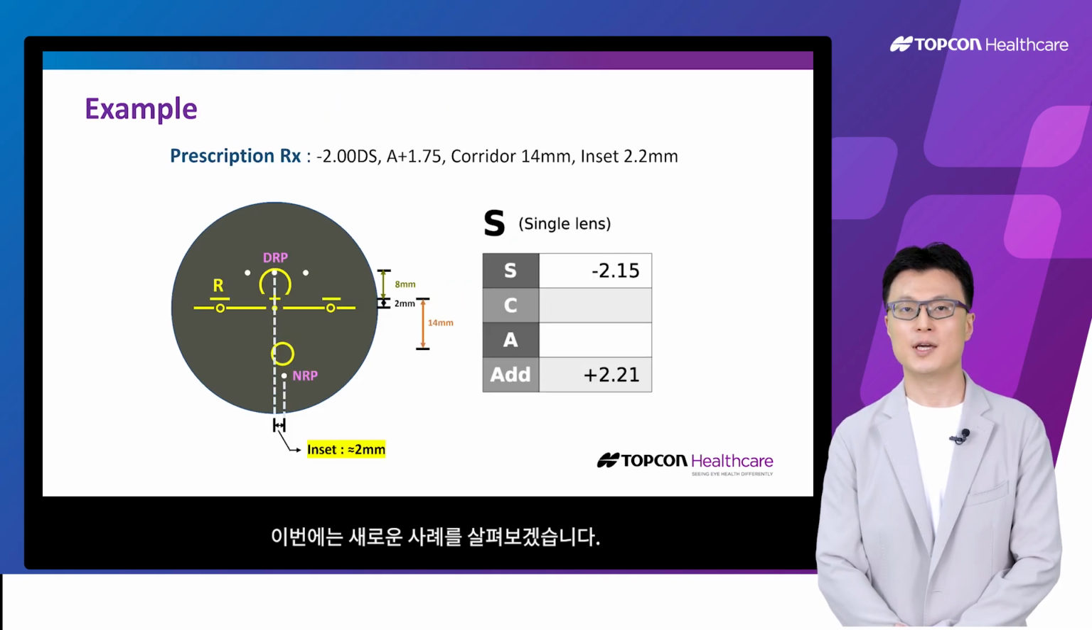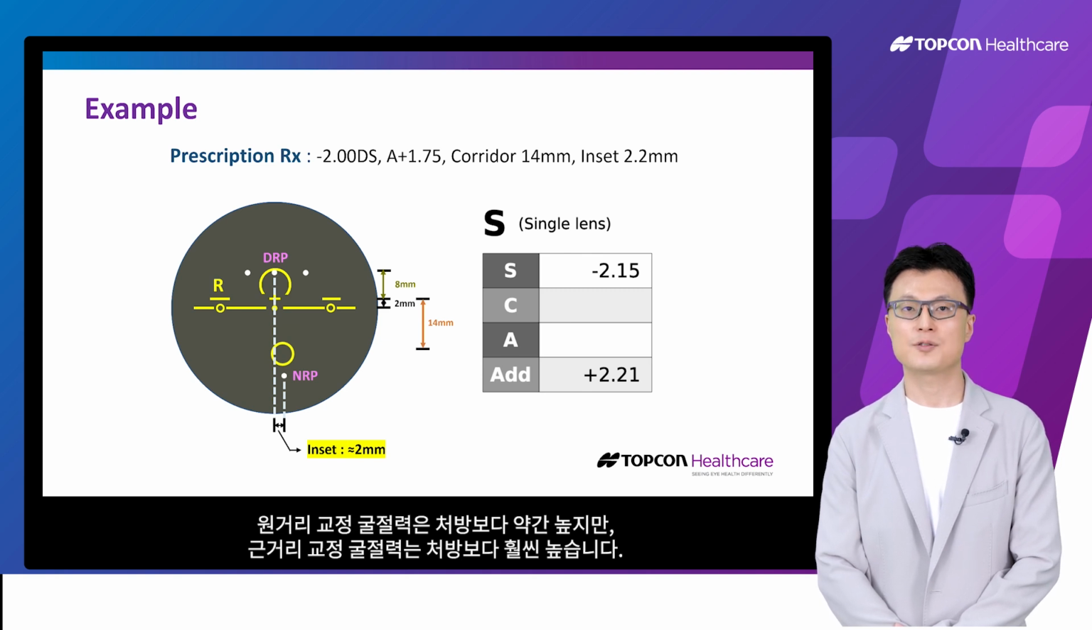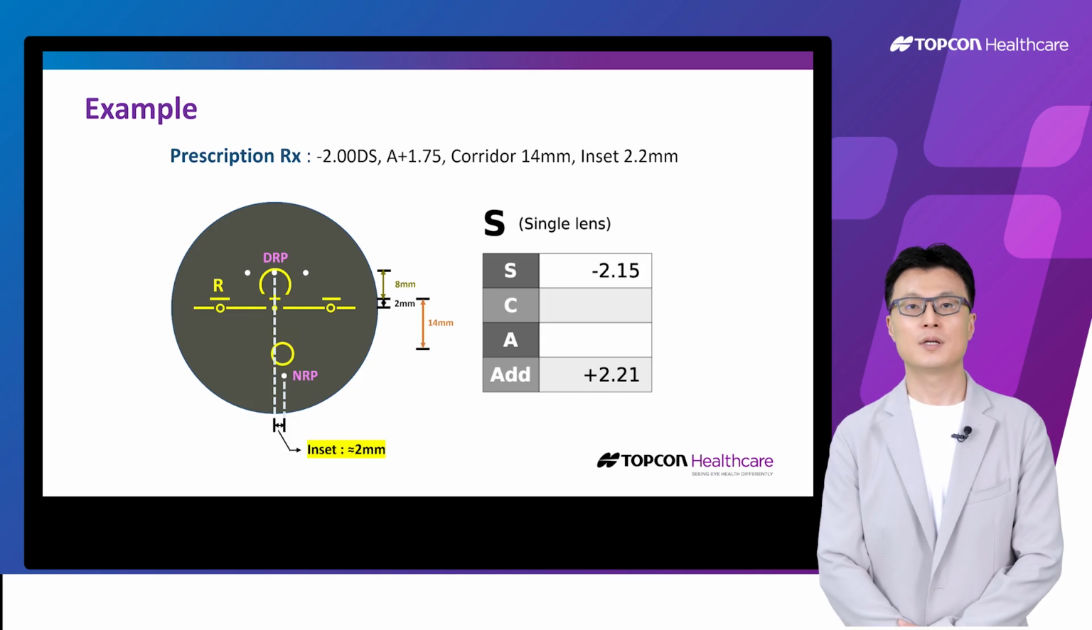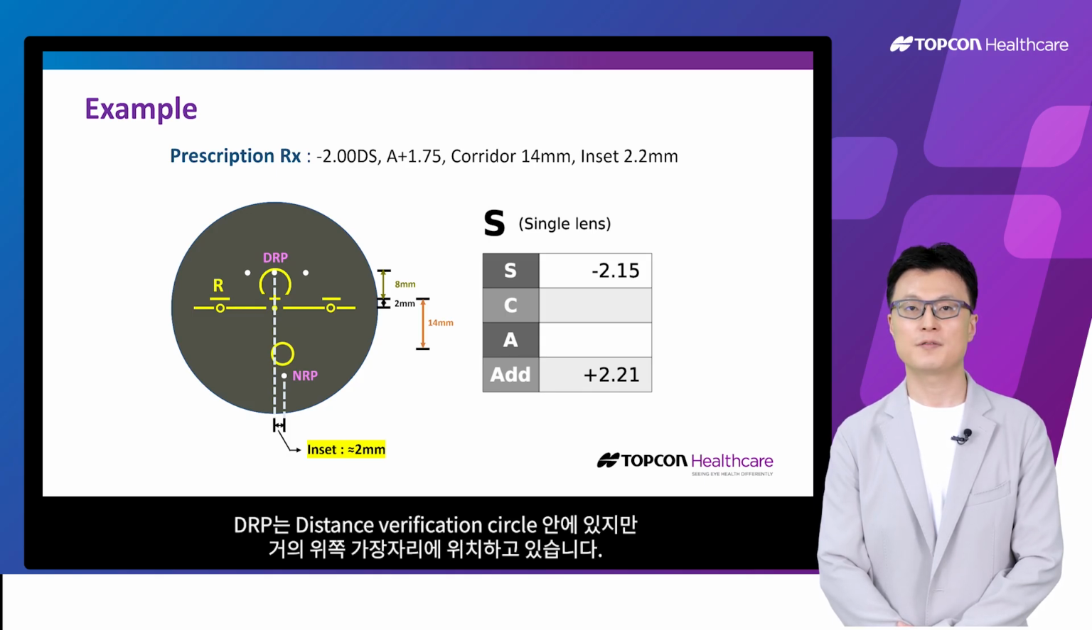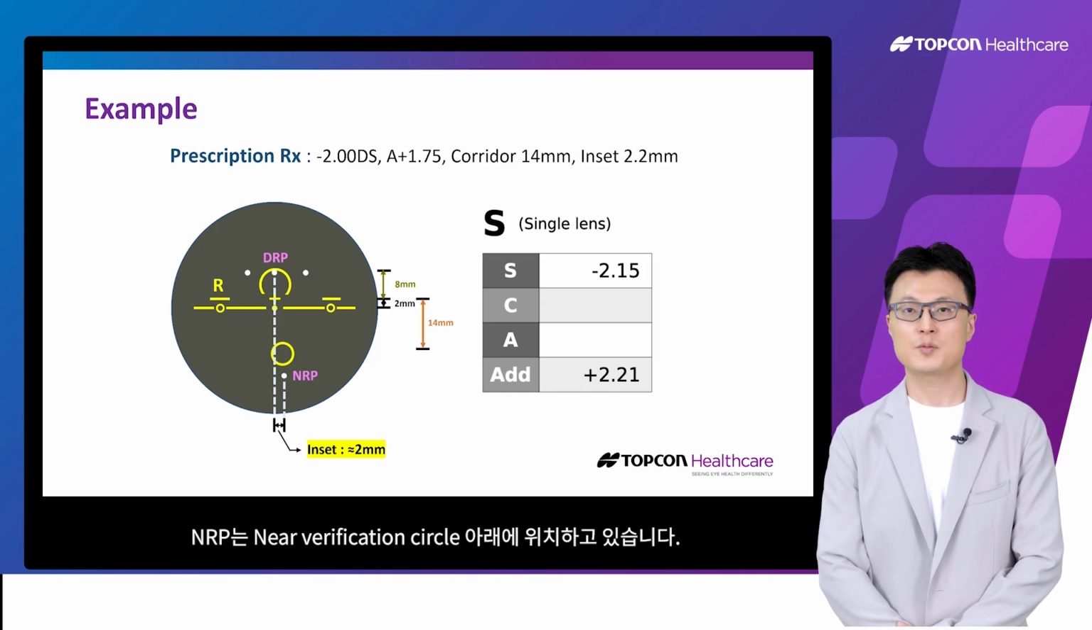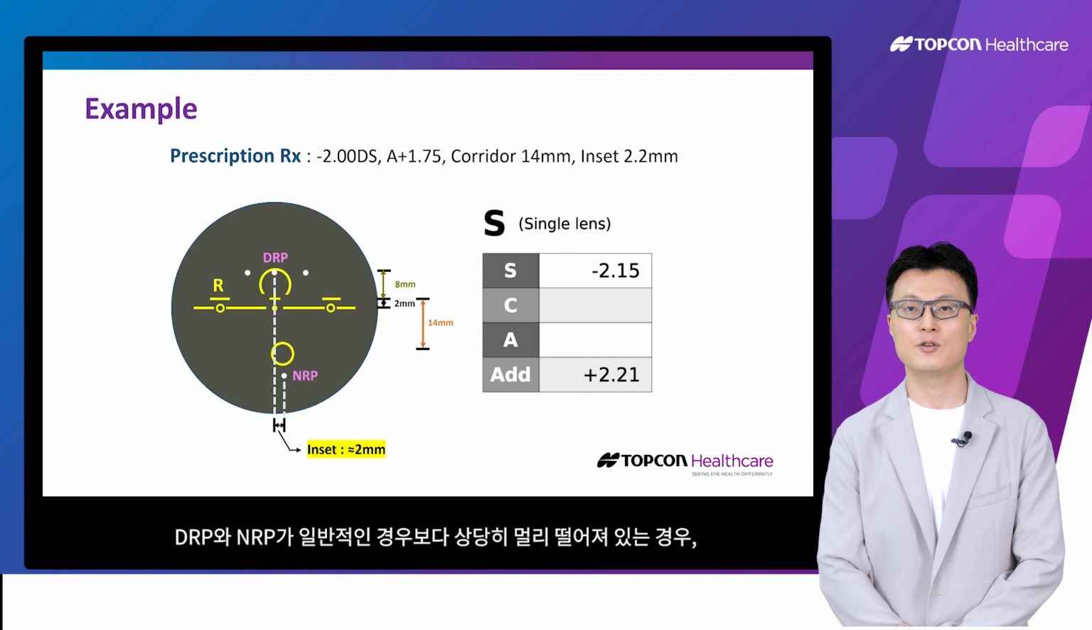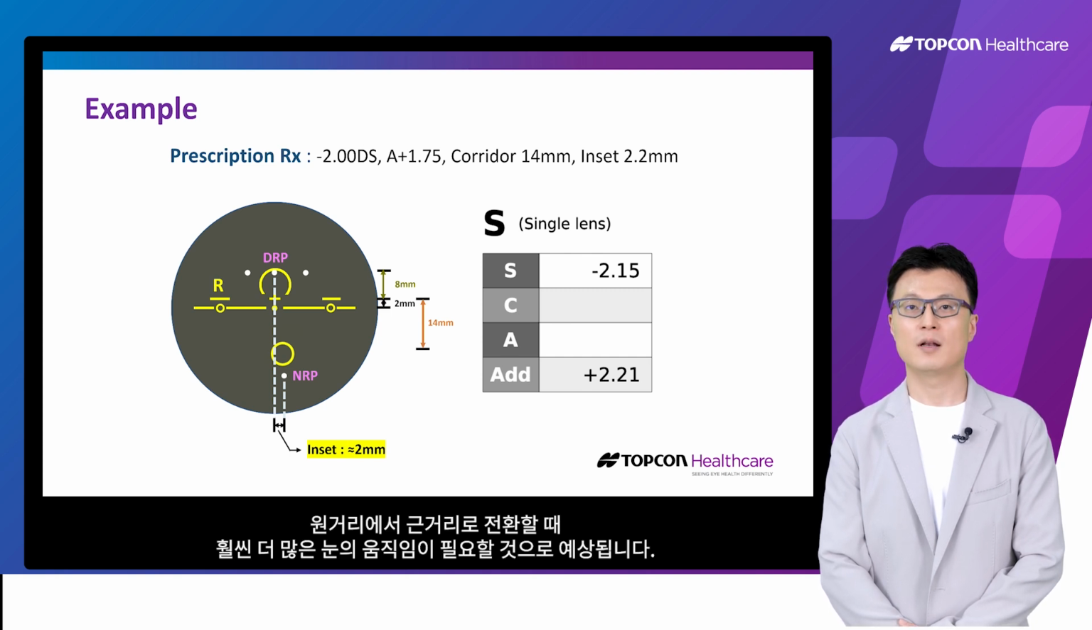Let's take a look at the new case. The power for distance correction is slightly higher than the prescription, but the power for near correction is much higher than what's prescribed. The distance reference point is within the distance verification circle, but it's almost at the upper edge. The near reference point is located below the near verification circle. In cases where the distance reference point and the near reference point are significantly farther apart than usual, it's expected that a lot of eye movements will be needed when switching between distance and near distances.